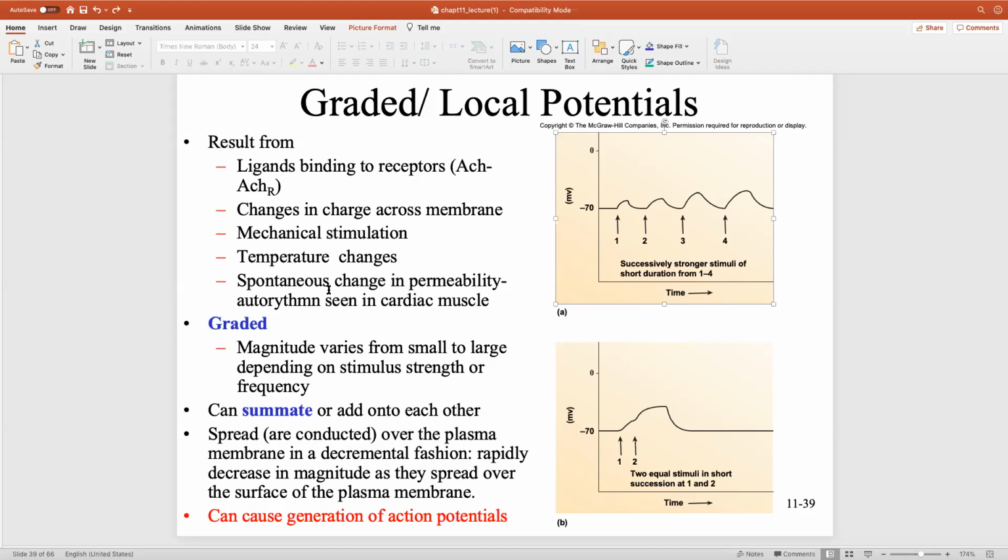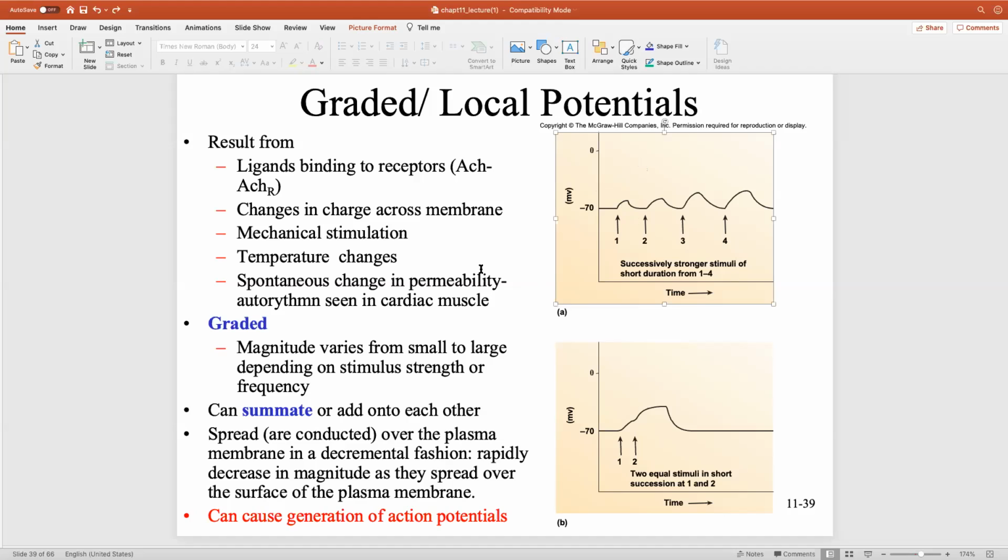Temperature changes can also do it. So can a spontaneous change in permeability, like the autorhythmic cells in cardiac muscle, our SA node. Once you hit minus 60, funny sodium channels open up. The sodium then comes in immediately and allows you to hit threshold.